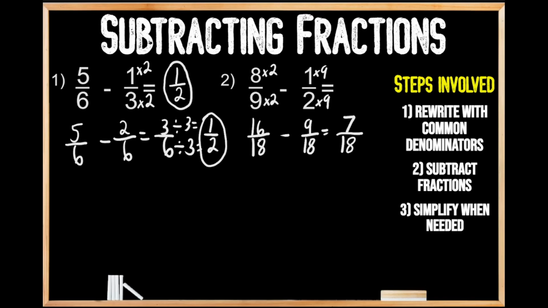Now we're going to move on to our last step, which is to simplify when needed. In this case, there's no common multiple between 7 and 18 other than 1, so this is already written in its lowest possible terms. So when we subtract 1/2 from 8/9, we get the fraction of 7/18. Hopefully by now you understand the steps involved when subtracting fractions with unlike denominators.